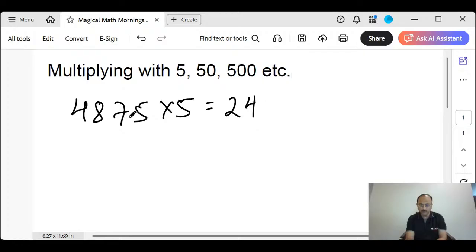2 4 7 is an odd number, so 3 carried 15 means 7. Because odd number is there, I'm going to put 5 here. That's it. 2437 is the perfect answer. All of you have understood this trick, correct?